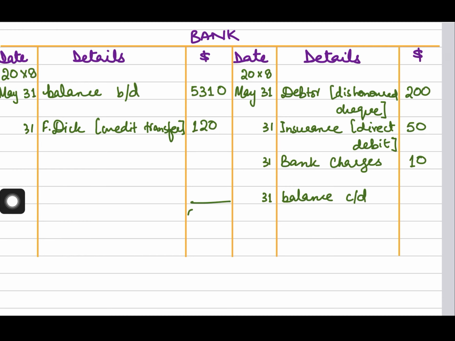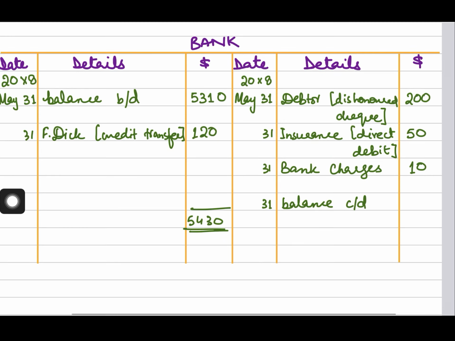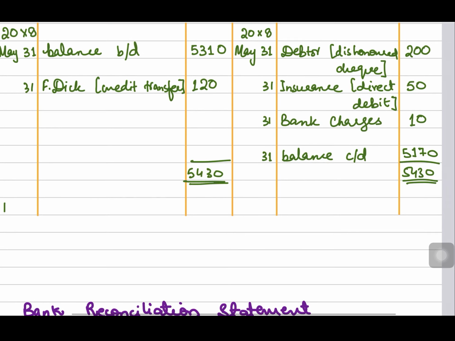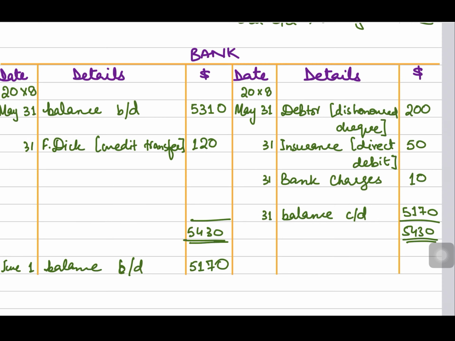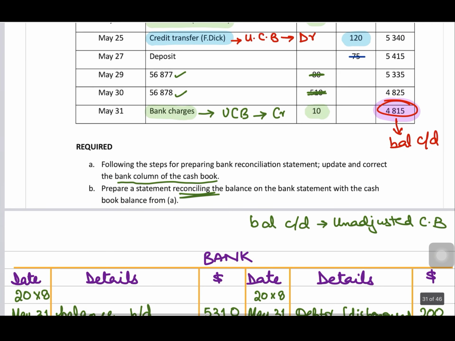So the totals are 5310 plus 120, 5430, and my CD would be 5430 minus 10 minus 50 minus 200, that is 5170, right? And that will become my brought down balance as well. 1st June balance brought down 5170. Now this should reconcile with the balance that we will get by preparing a bank reconciliation statement.